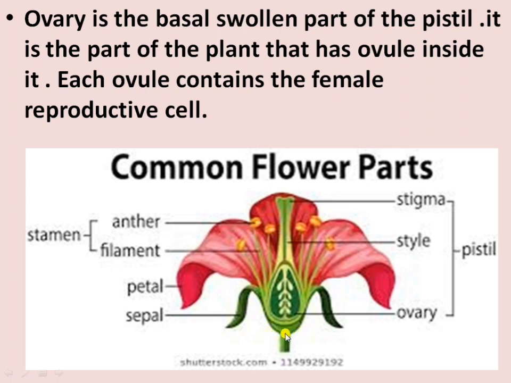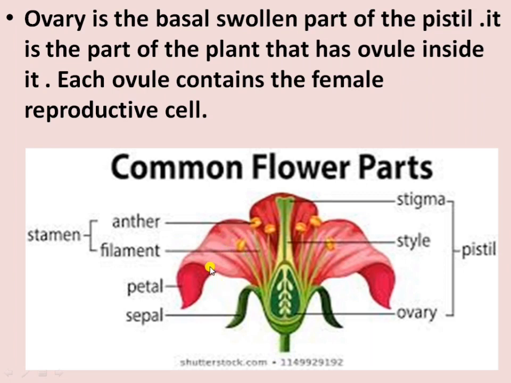Next is the petal. These are the petals, first, second and third. Inside these sepals the petals are present. Petals are the colorful part of the flower. They attract insects for the process of pollination. Some of the petals are also sweet smelling, so they can easily attract insects for pollination.